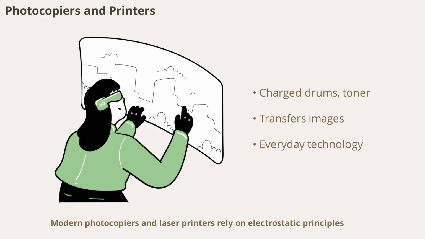Modern photocopiers and laser printers rely on electrostatic principles. They use charged drums and toner particles to transfer images onto paper. Understanding how electrostatics enables these everyday devices highlights the importance of the concepts we've discussed.